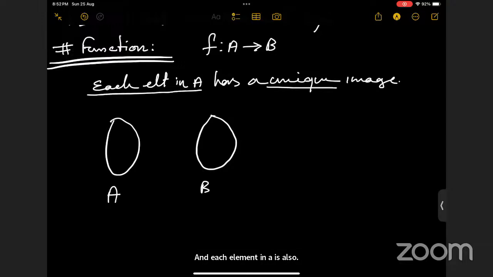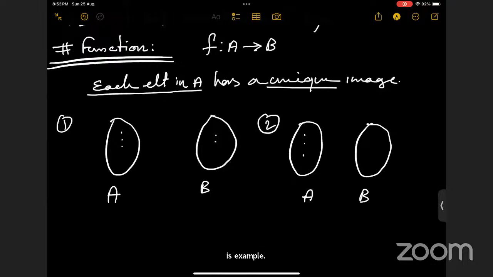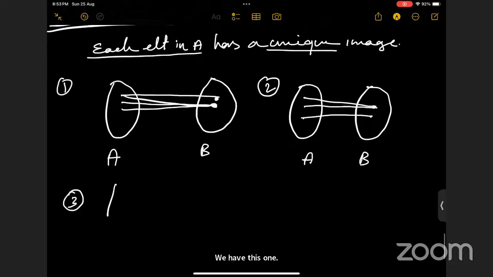So suppose we have A and B. We have 3 elements here. We have 2 elements here. So I'm giving you 2 examples. This is example 1. This is example 2. Suppose this element is mapping to this. This is going to here. Okay. And this is here. This going to here. And in this case, we have this one. And in the third case, suppose we have something like that.